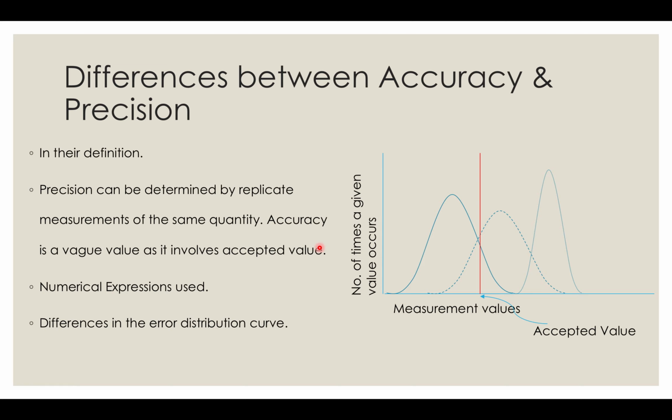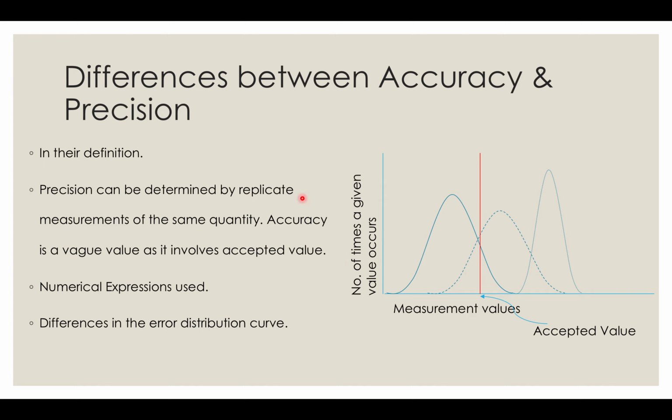Now, I have jotted down the differences between accuracy and precision. First of all, the difference is in their definition itself. Accuracy is the closeness of the measurements to the accepted value. However, precision is the closeness of the measurements to a mean value. Second, precision can be determined by replicate measurements of the same quantity. However, accuracy is a vague value as it involves the accepted value.